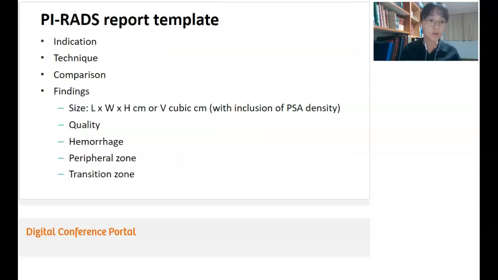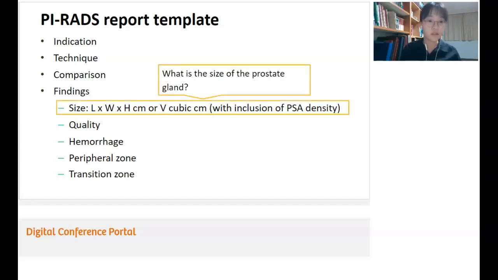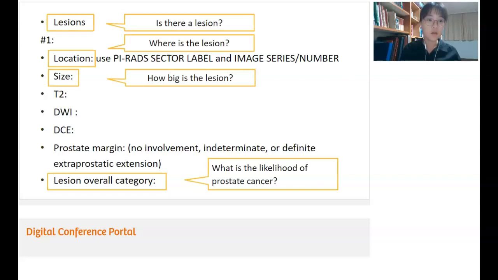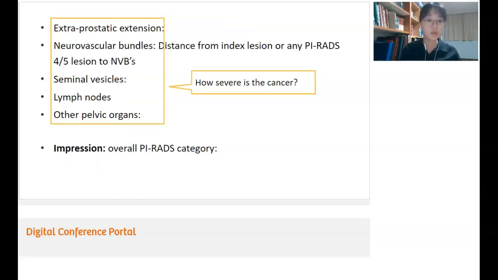It is important to make a good radiology report to answer the clinical questions. PI-RADS suggests a report template. It includes indication, technique, comparison, and findings. The first part of the findings is the size of the prostate gland, and the question may be, what is the size of the prostate gland? Detailed findings of the lesion should be reported. They are the answers to many questions. And the last part is to determine how severe the cancer is.